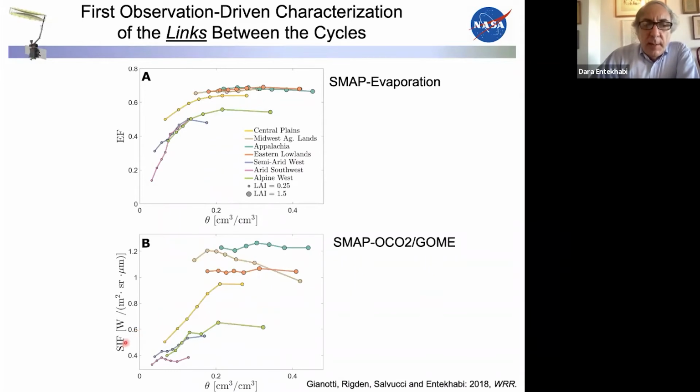Now, same thing with the carbon flux, the solar-induced fluorescence, which is a direct measure of photosynthesis, versus soil moisture. We see the same two-regime behavior, but the plateaus, the sills, are different depending on the vegetation type. That's their, in a sense, intrinsic capacity to assimilate carbon.